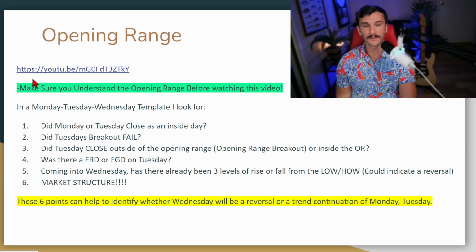So if you do not have a good solid understanding of the opening range and a lot of the other tools that you can use, please go watch this video. It's linked right here. The link is in the description down below for this slideshow. You can turn it into a PDF, do whatever you'd like with it, but it is down there in the description. This is more for backtesting purposes and to get you all into the motion of the ocean and understanding how the week tends to flow.